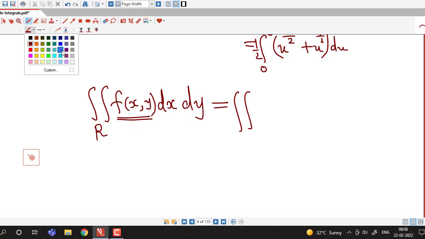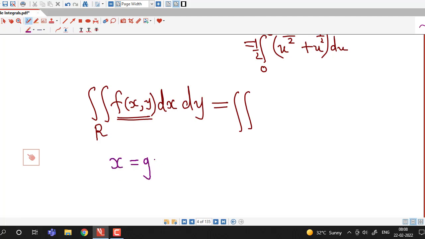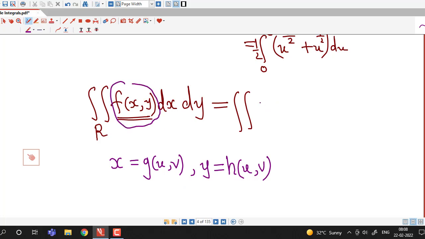For example, suppose x is a function of new variables u and v, and y is a function of u and v. Suppose x and y are converted in terms of new variables u and v. Then I have to convert this function in terms of u and v. So I will replace x by g of u, v, and I will replace y by h of u, v.